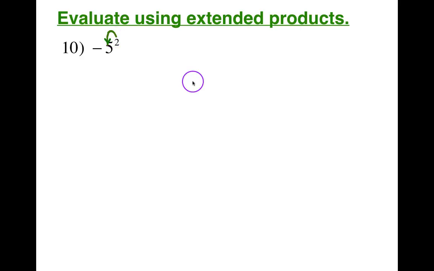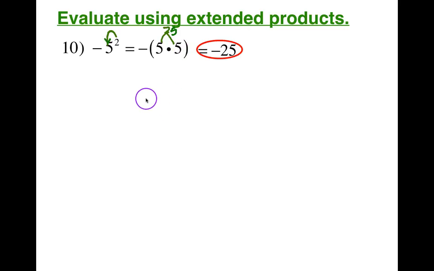So this is actually the opposite of 5 squared. So again, we're going to keep the opposite sign on the outside, which is that negative. And then we're going to go ahead and group the 5 squared on the inside. 5 times 5 is 25. Taking the opposite of that is going to give us negative 25.